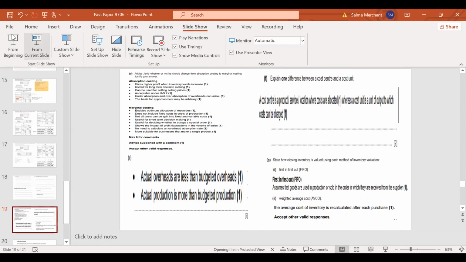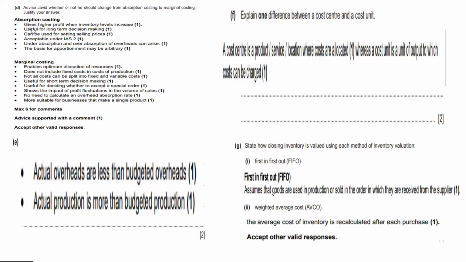Can you please read the question for me? Advise Javid whether or not he should change from absorption costing to marginal costing. Justify your answer. Come on, tell me. Fixed cost is included in the closing inventory, correct? Closing inventory is treated as income. So if I value my closing inventory at a higher price, that means I'm overstating my profits. Now tell me, what are the benefits and disadvantages of absorption costing, and of marginal costing?